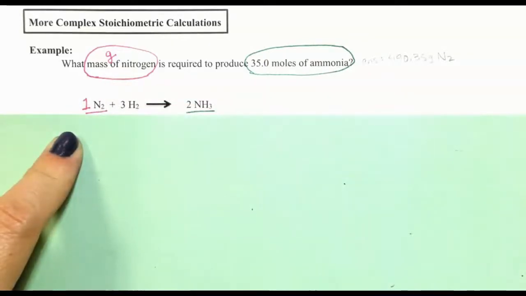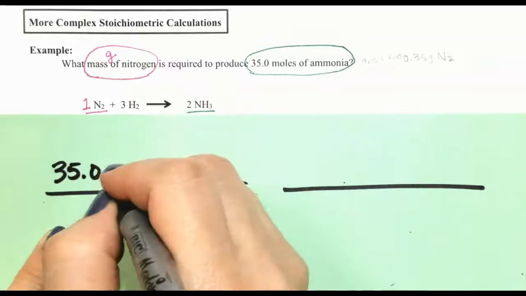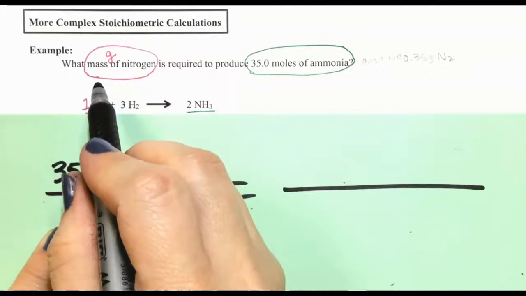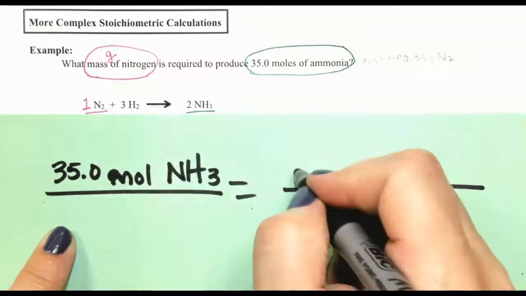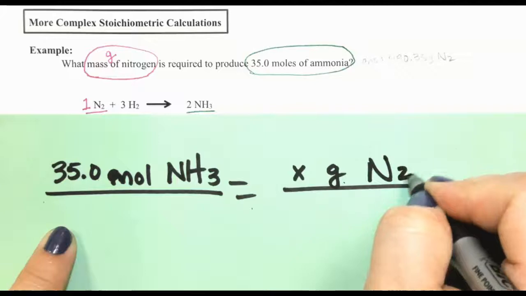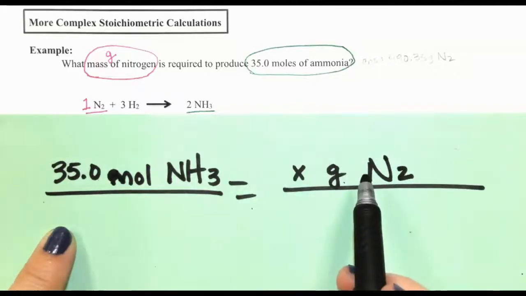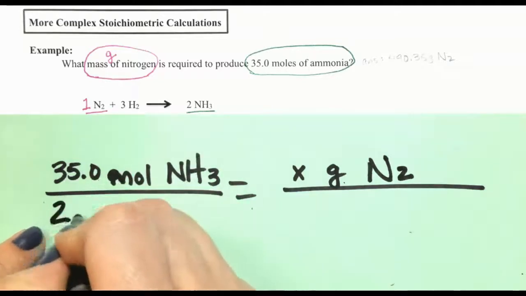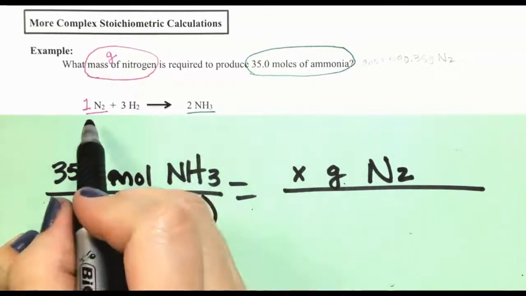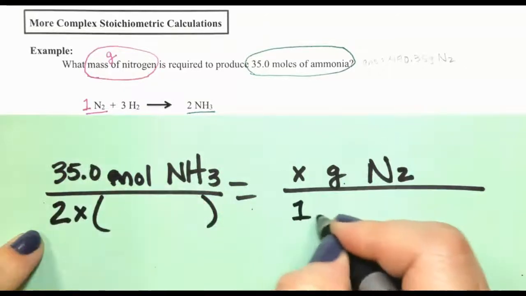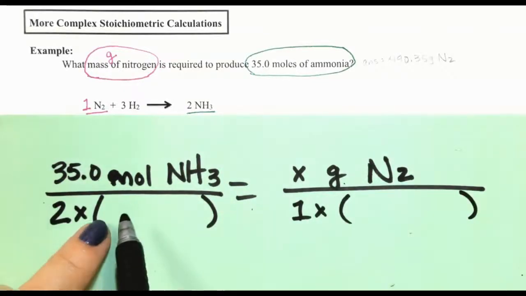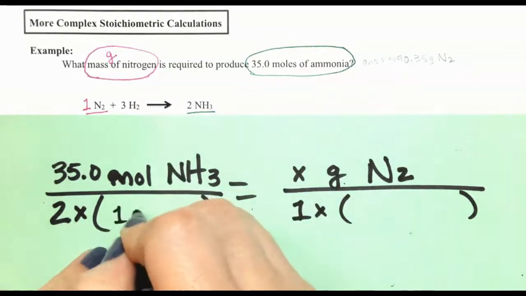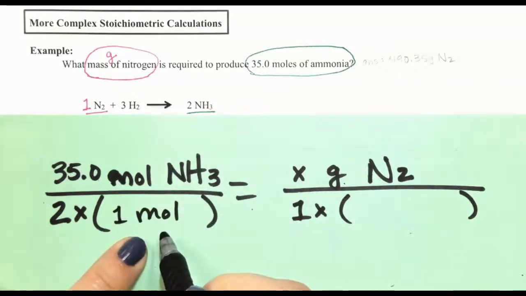So now we can set up our proportion. The given is going to be 35.0 moles of ammonia, and the unknown is going to be X grams of nitrogen. And notice I'm going to use the formula, nitrogen is N2. It's one of our diatomics. Let me go ahead and put the coefficients at the bottom. So for ammonia, the coefficient is 2 times something, and for nitrogen, the coefficient is 1 times something. Now, by now, hopefully you realize that if we have moles in the numerator, that means you need to put 1 mole in the parentheses in the denominator.